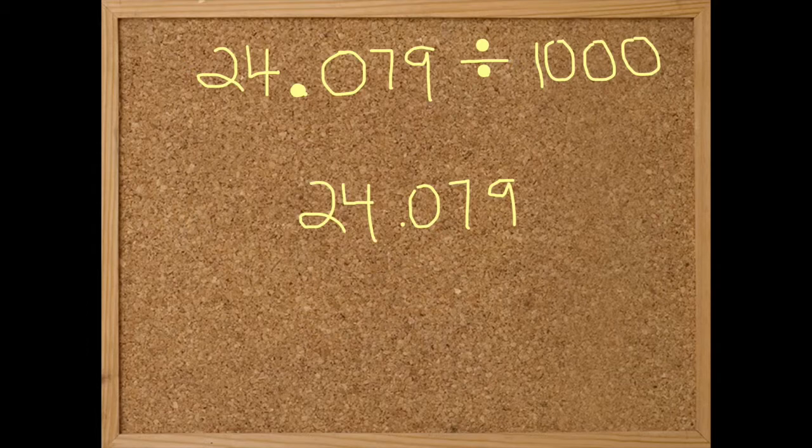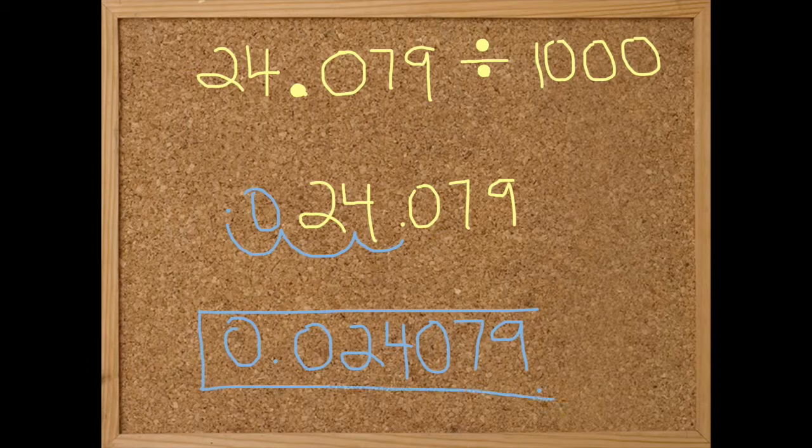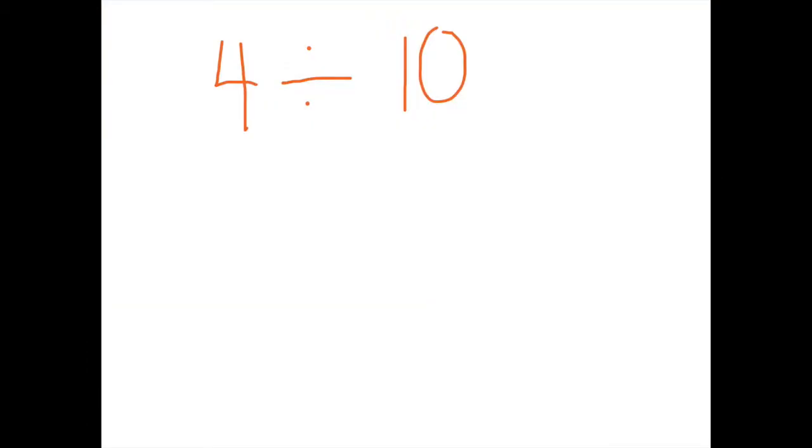So let's do that. I'm going to do this in blue. And we start here, and we move over 3 places. 1, 2, and 3, our new decimal point, and we add a 0. We rewrite our answer, so it's going to be 0.024079. And we're done.